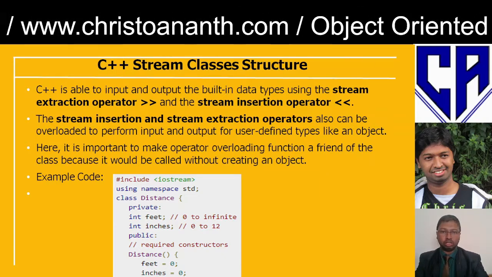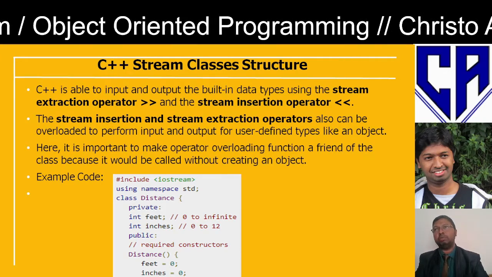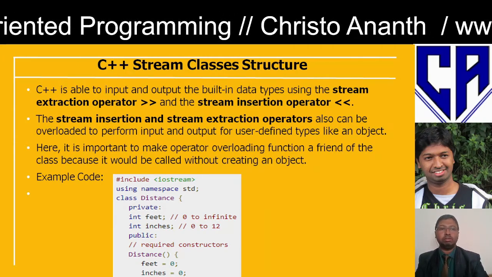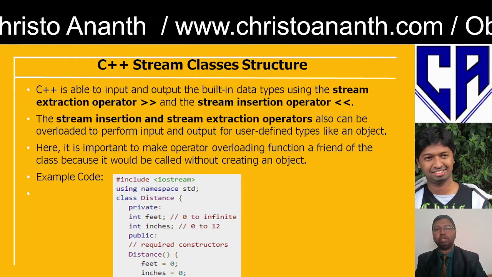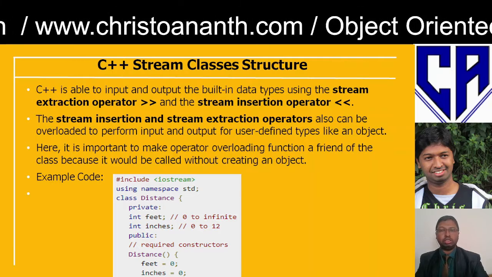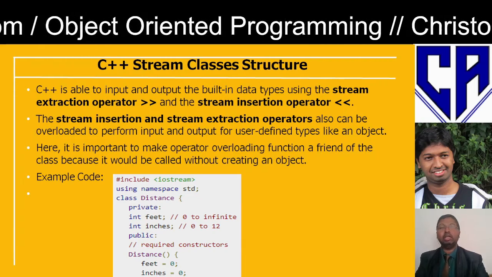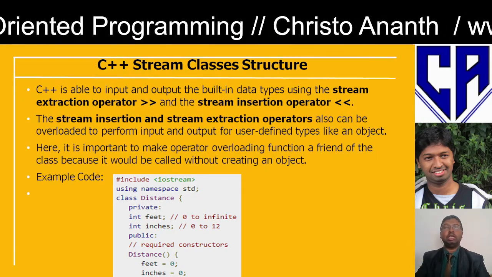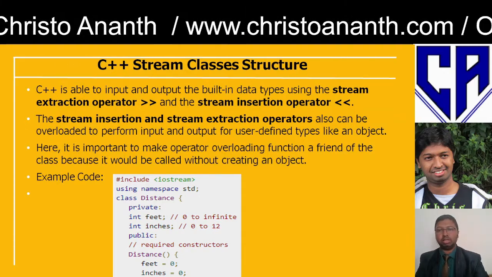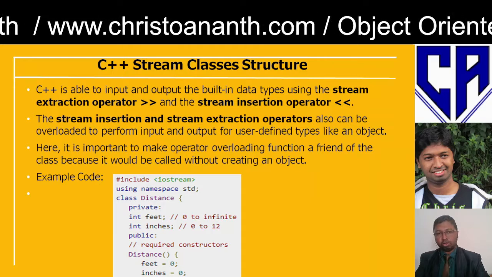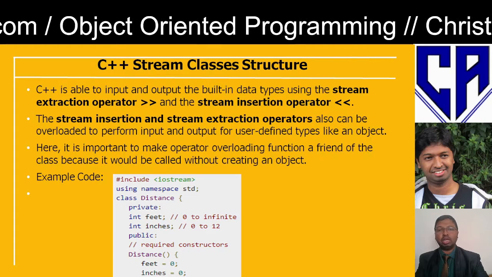So, about the C++ stream class structure. Generally we have input operations as well as output operations for the built-in data types in C++. For these input and output operations, we have the stream extraction operator, the double greater than symbol, and the stream insertion operator, which is the double less than symbol. Both of these operators can also be overloaded. They can perform input as well as output for user defined types like an object.